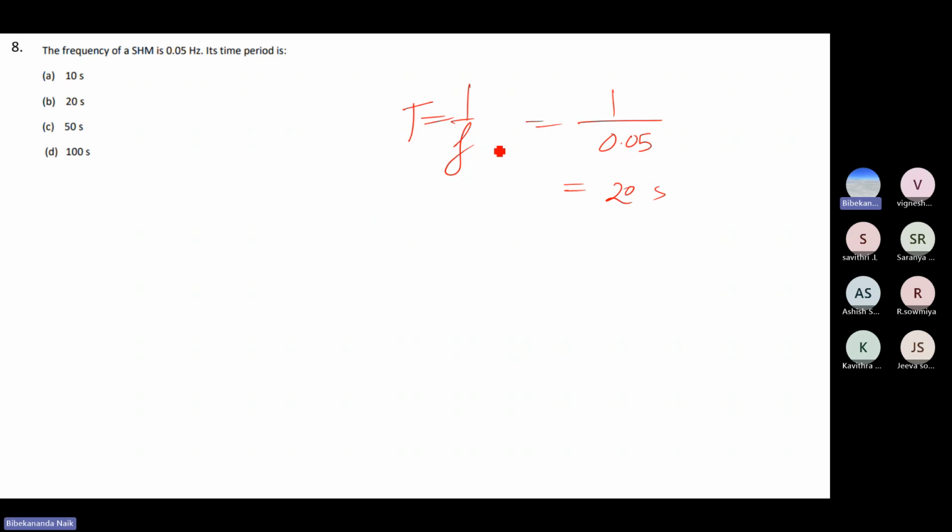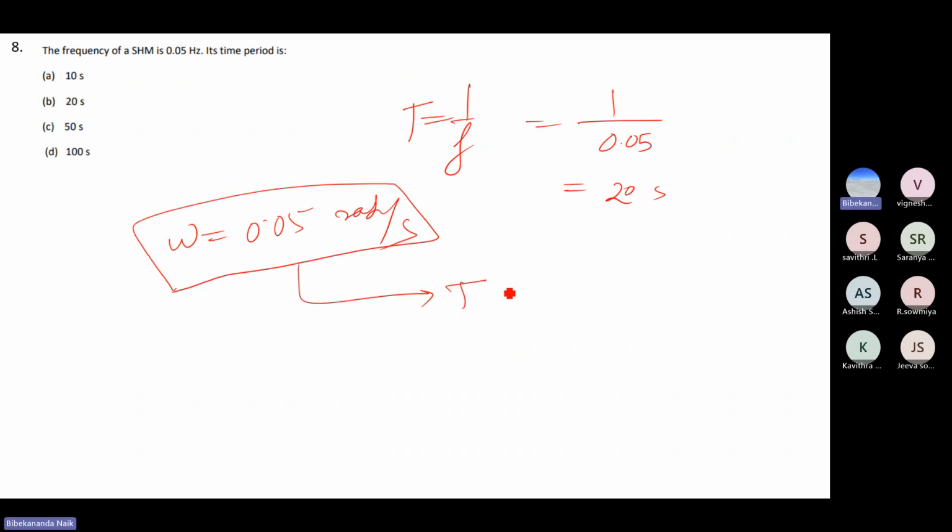Again, now this is in hertz, but if I say the angular frequency is 0.05 radian per second, then can anyone tell me what will be the time period? Can anyone calculate and tell me? Since the direct frequency is given, we can directly calculate 1 by f. Time period is 1 by frequency.